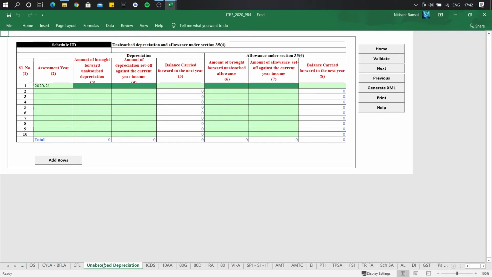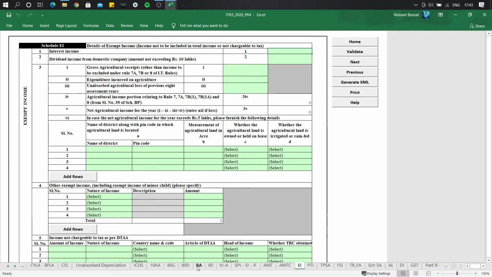Then in case unabsorbed depreciation is given in the question, we have to write the amount and it would be allowed in this previous year accordingly. Then we have exempt income. So in case we have any exempt income given in the question, it will be entered here.